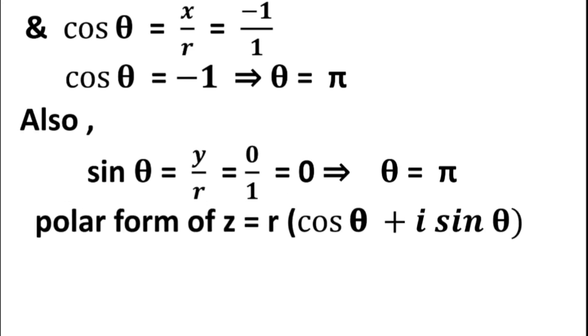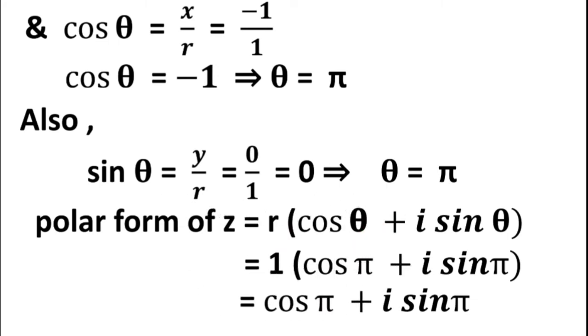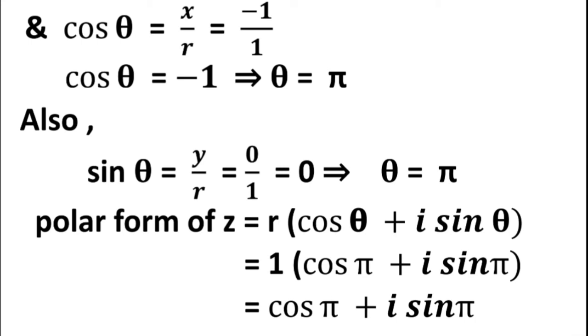Hence the polar form of the given complex number is z is equal to r into bracket cos theta plus i times sin theta. So substitute both the values here, r is equal to 1, theta is equal to pi. So it becomes cos pi plus i times sin pi. That's it. This is the polar form.